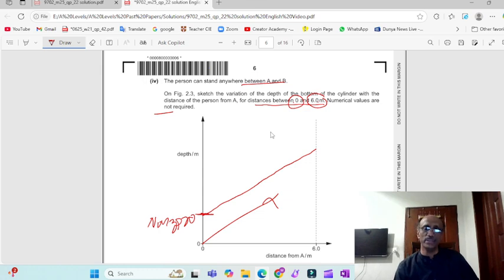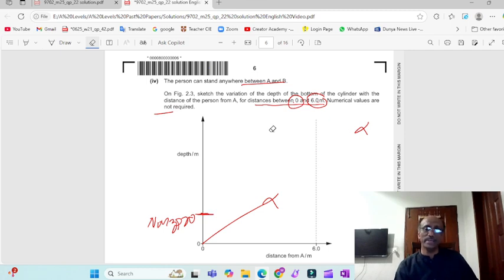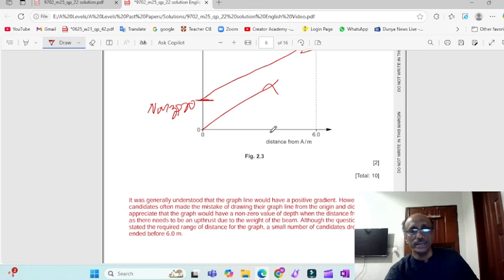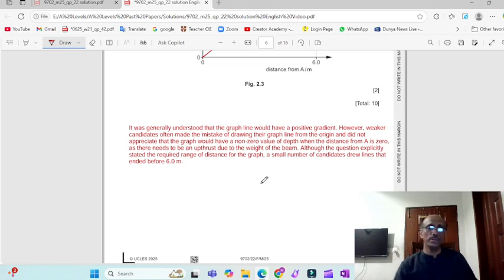Then many of the students have extended this line, which is wrong. Or sometimes the students have shown this line, but they have terminated it like this. They have started this and then this. So you have to move the line up till 6.0 meter. Okay, the next one. I have told you what the mistake in the graph is.